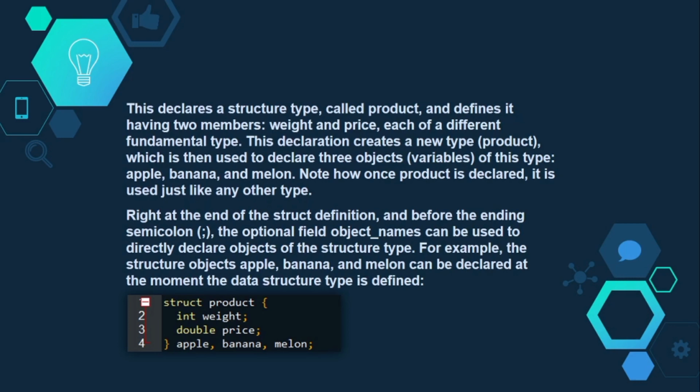Right at the end of the struct definition and before the ending semicolon, the optional field object names can be used to directly declare objects of the structure type. For example, the structure objects apple, banana, and melon can be declared at the moment the data structure type is defined. So again, this is another example.